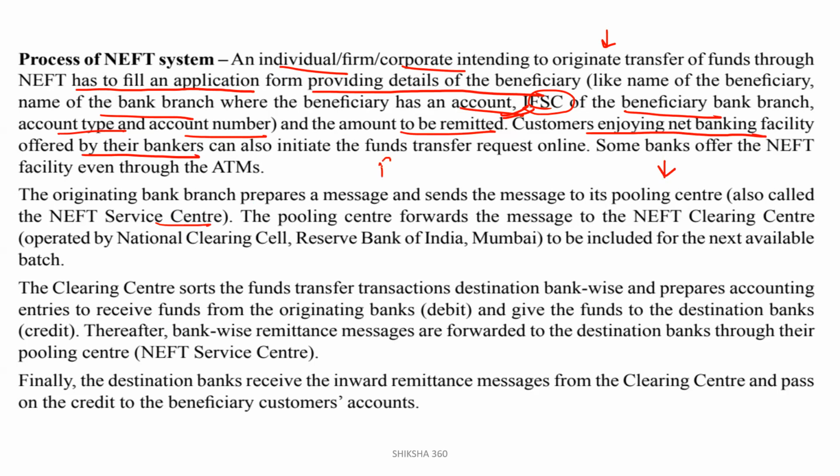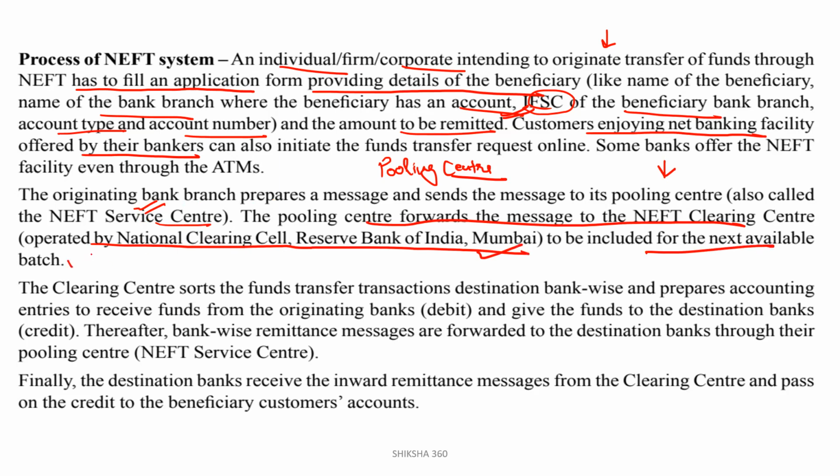So basically the branch sends the message to the pooling center. This pooling center is also known as the NEFT service center. The pooling center forwards the message to the NEFT clearing center, which is operated by the National Clearing Cell of the Reserve Bank of India, Mumbai, to be included in the next available batch.